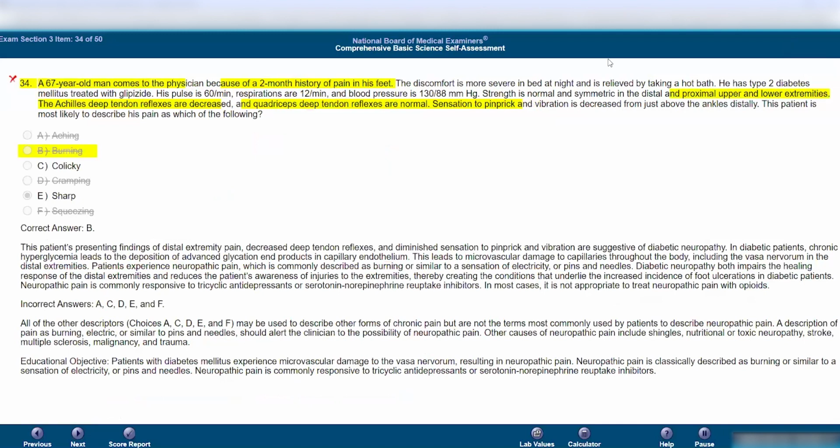This one to me, I didn't like this question. It was basically this guy with diabetes. He's going to have decreased sensation, the pinprick and vibration is decreased. It's just, how would he most likely describe his foot pain, basically?